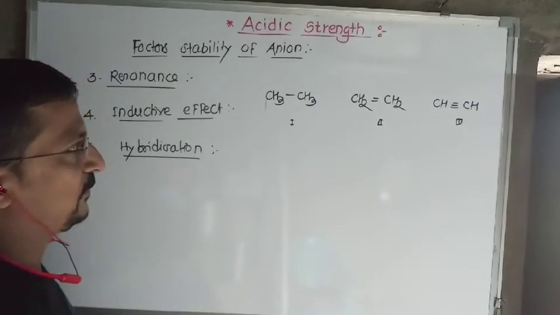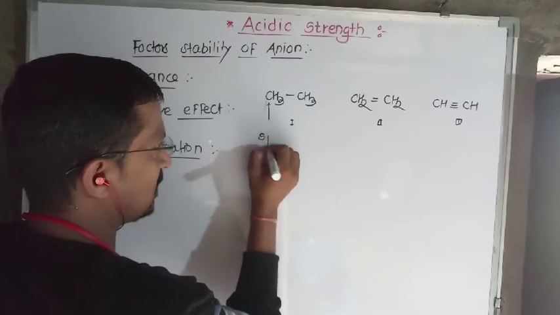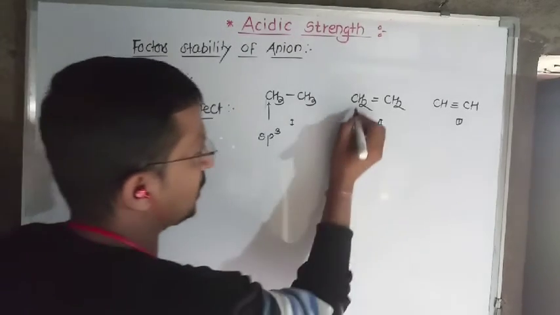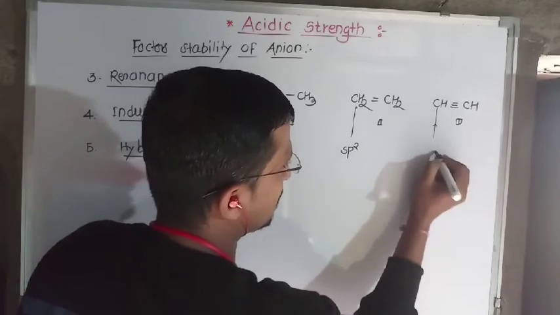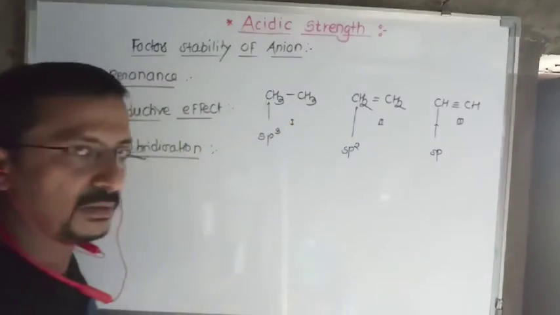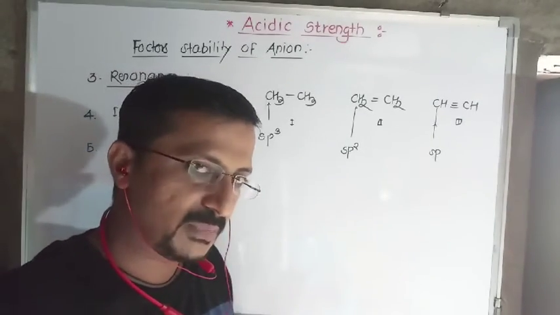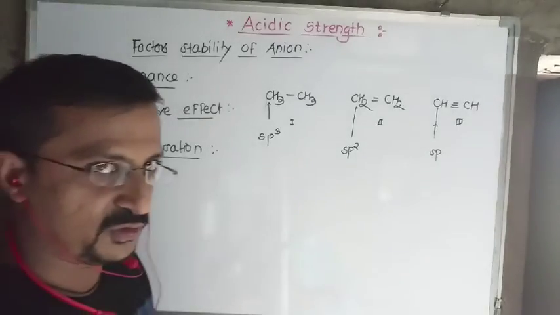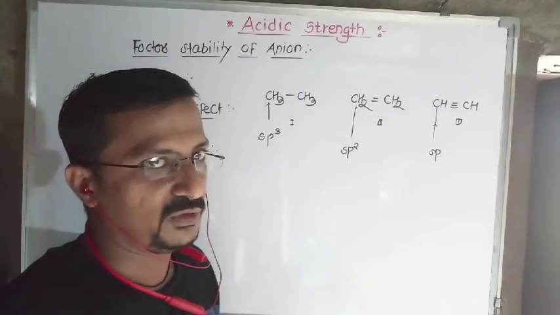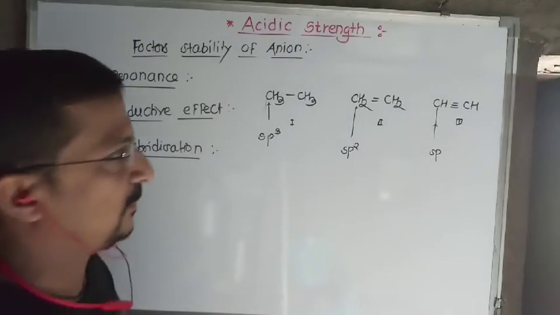Now for that purpose, first we have to consider the hybridization state. The first carbon is in the sp3 hybridization state, this carbon is in the sp2 hybridized state, and this carbon is in the sp hybridized state. How to identify the hybridization state of a carbon atom? Number of sigma bonds plus lone pairs of electrons, not pi. With that we can easily identify either sp3, sp2 or sp hybridized carbon.